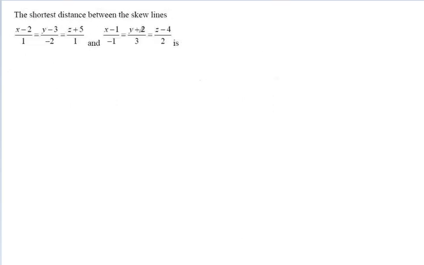Shortest distance between the skew lines (x minus 2) by 1 is equal to (y minus 3) by minus 2 is equal to (z plus 5) by 1, and (x minus 1) by minus 1, (y plus 2) by 3 is equal to (z minus 4) by 2.